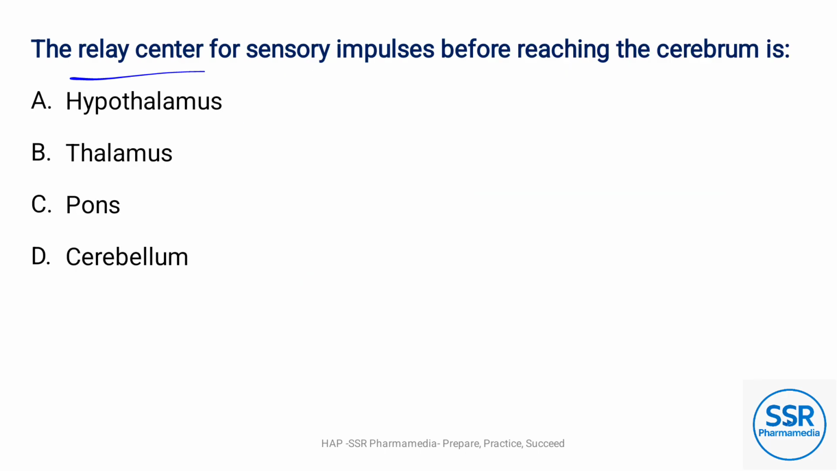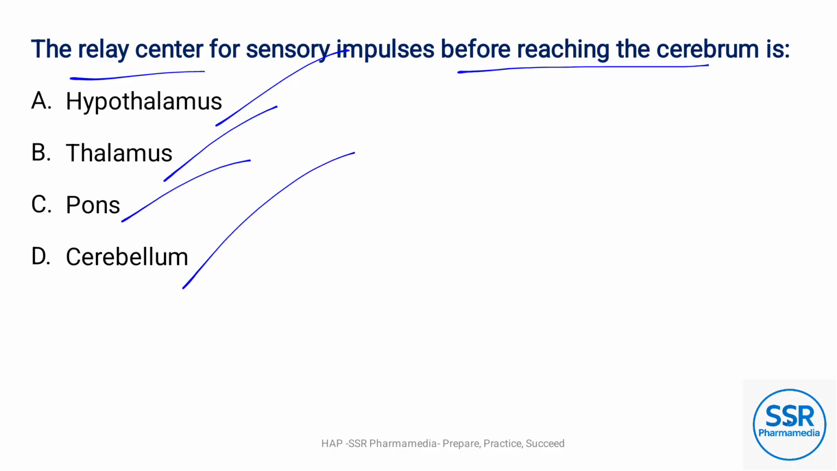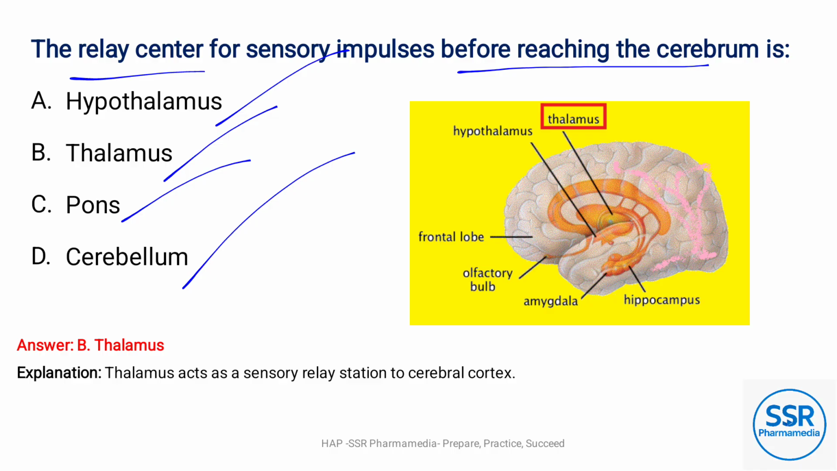The relay center for sensory impulses before reaching the cerebrum is: option A, hypothalamus; option B, thalamus; option C, pons; option D, cerebellum. So the answer is option B, thalamus. The thalamus acts as a sensory relay station to the cerebral cortex. So this is the thalamus, the relay station to the cerebral cortex.